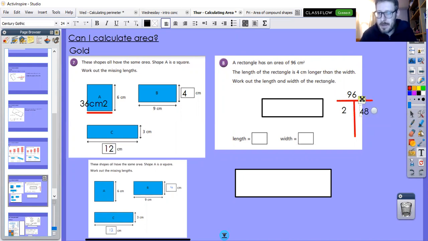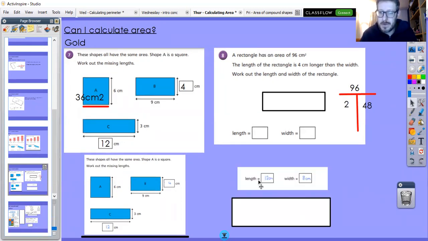What you then need to think about is, is the length of the rectangle 4 centimeters longer than the width? So is 48 4 more than 2? No. So you would need to work through and find 2 factors that multiply together to make 96, but also have a 4 centimeter difference. And then hopefully you would have got 12 and 8, because 12 times 8 is 96, but there is also a 4 centimeter difference between 12 and 8.